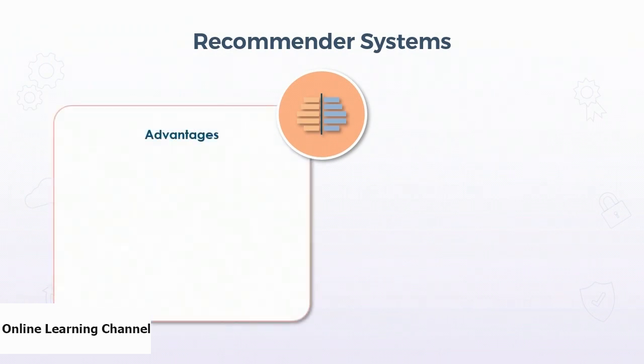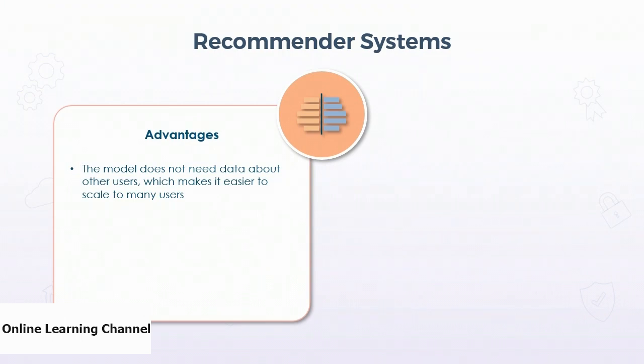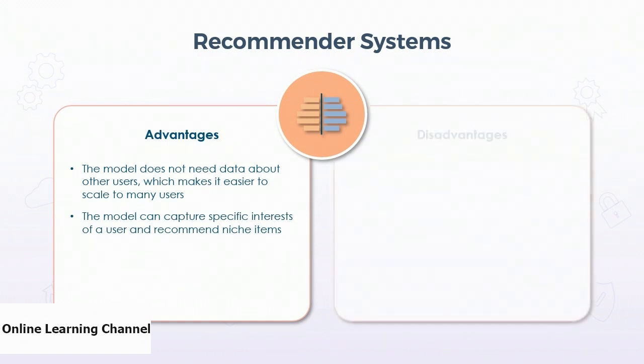Here are some advantages. The model doesn't need any data about other users since the recommendations are specific to this user. This makes it easier to scale to a large number of users. The model can capture the specific interests of a user and can recommend niche items that very few other users are interested in. Also, it has some drawbacks.